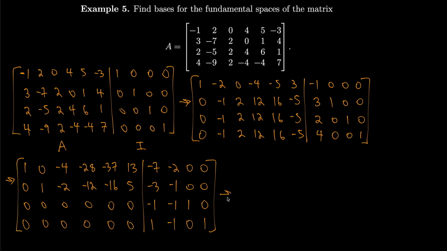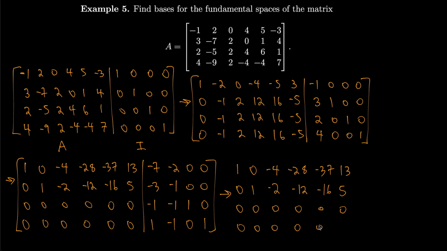Okay, let's keep going. And we'll get 1, 0, minus 4, minus 28, minus 37, 13, 0, 1, minus 2, minus 12, minus 16, 5, 0, 0, 0, 0, 0, 0, 0, 0, 0, 0, 0, 0.